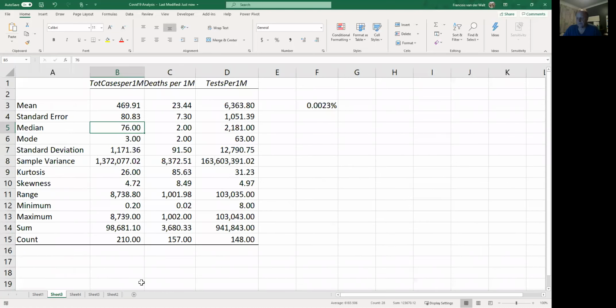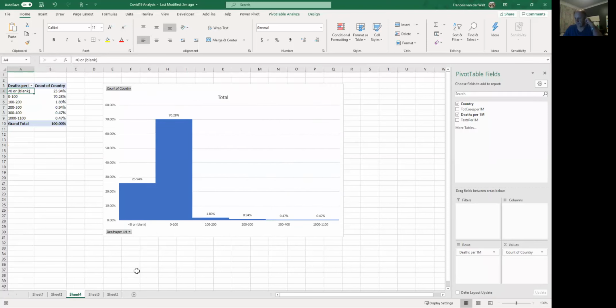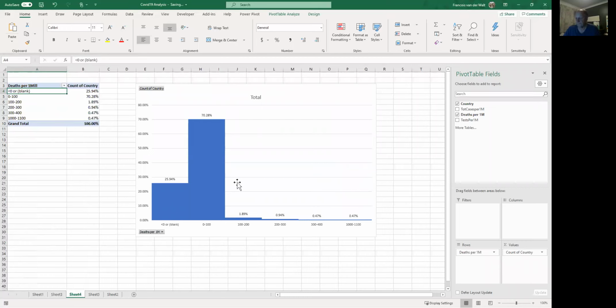Let's look at sheet 3. Here I calculated the mean and the standard deviation and the median and so on. Again, the total cases per 1 million, deaths, and tests per 1 million. Sheet 4, what did I do here? Okay, here I've done a standard histogram. Again, discuss it. You can say to me 70% of it is between 0 and 100 deaths per 1 million. Sheet 5, what did I do here?